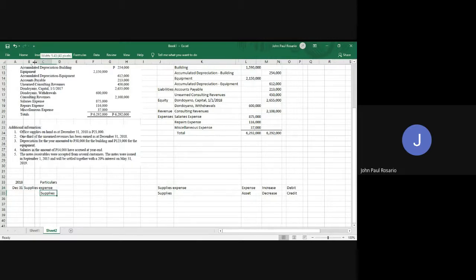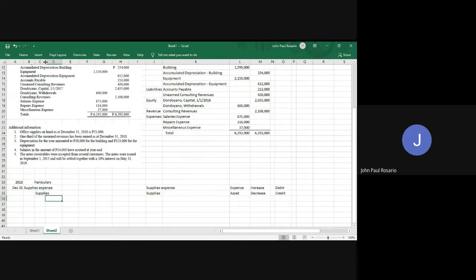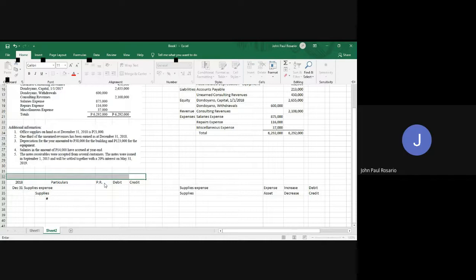Okay, itong i-move a little bit here, move a little bit here, and then we have our explanation part. Okay, sorry. And then we have to expand this one. Okay, so this is our PR, and then this is our debit and credit. Okay, so maka-header na pud ta.